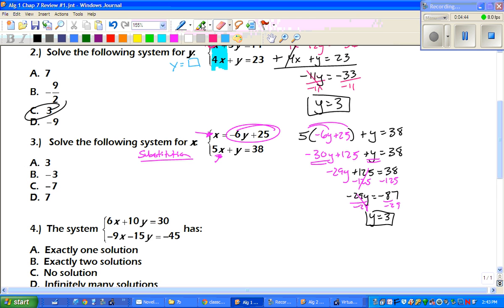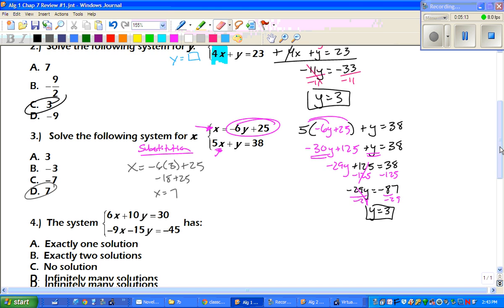No, that is not your answer because we need x, and that was y. So now to find out what x equals, we're going to plug it back into the original equation. You get negative 18 plus 25, and then you get x equals 7. So D is your final answer.